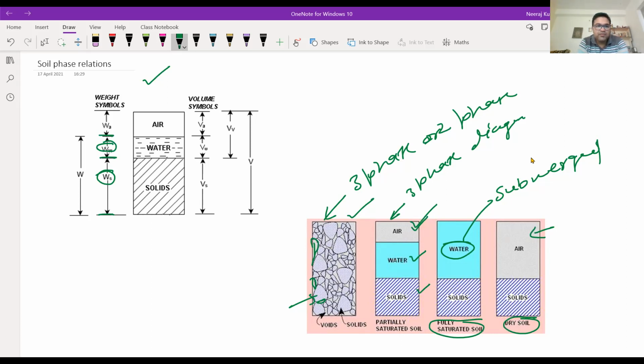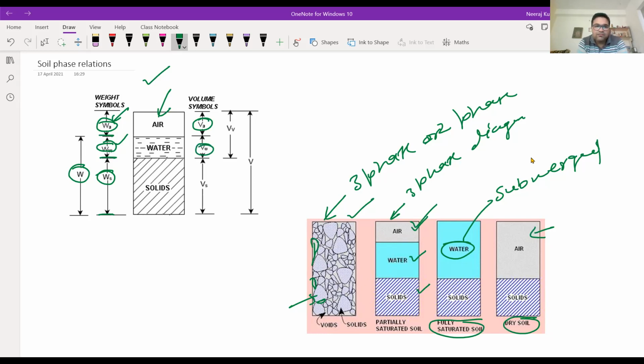And weight of air is basically negligible, so generally we don't consider the weight of air. In the total weight, we only consider the weight of solid and the weight of water. But in the case of the volume parameter, when we consider the same diagram, the volume of air is very significant, and therefore we consider the volume of air.